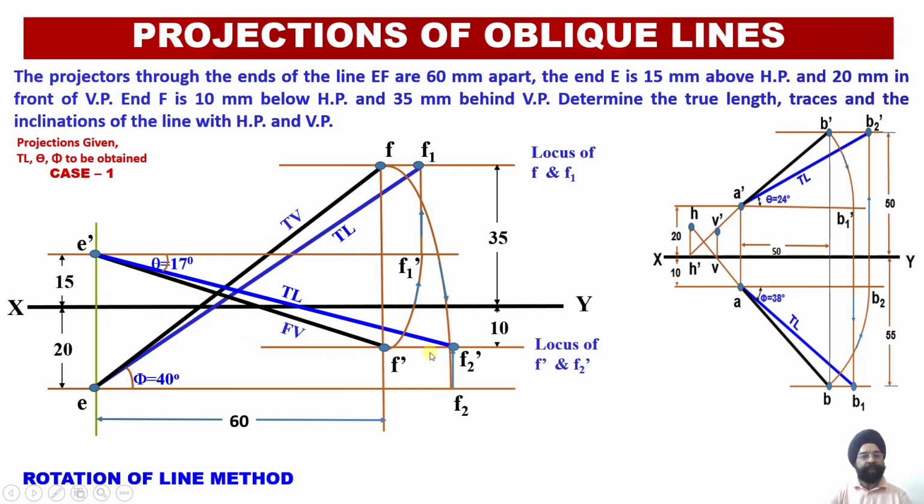Now since both of them are intersecting, wherever EF intersects with XY, this point's name will be V. From here you draw the perpendicular onto the elevation projection line. This will give you V dash. So this is V, this is V dash. Similarly, wherever my E dash F dash is intersecting my XY line, this point will be H dash. Now from here you draw a perpendicular vertically upward. Wherever it intersects with the plan projection line EF, this point will give me the second point over here.